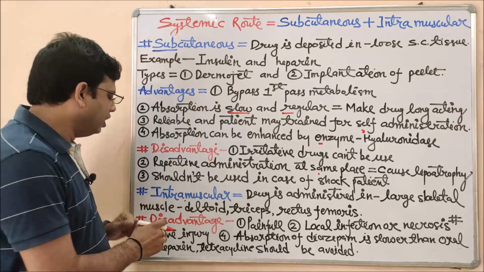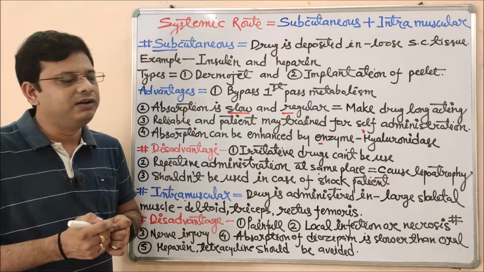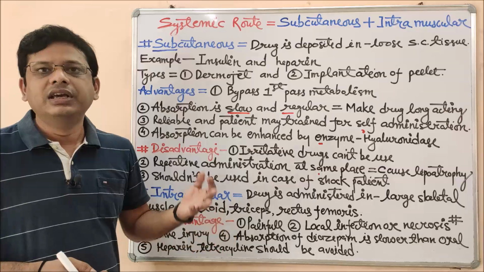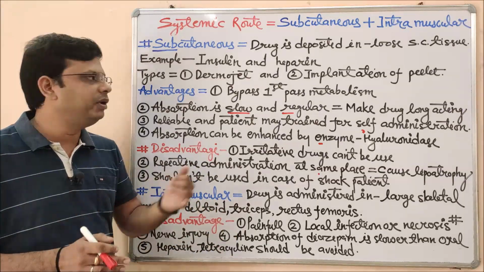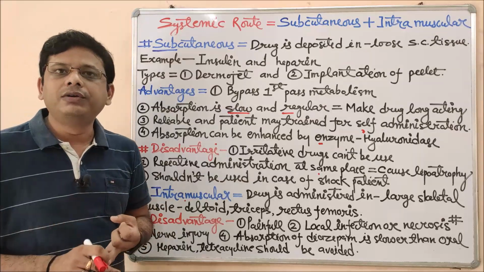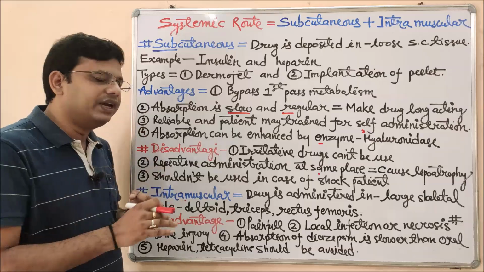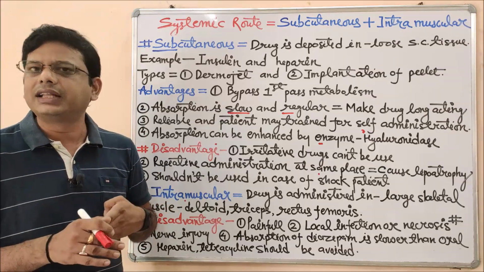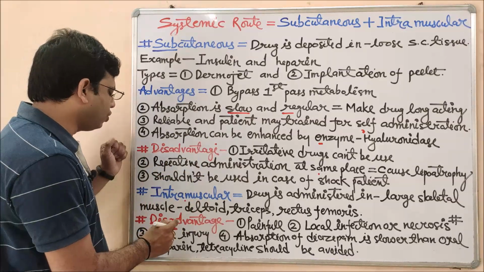Now the basic disadvantages. As we have talked about the separate advantages in the case of subcutaneous, maximum of the advantages are the same for this intramuscular route. It bypasses first pass metabolism, it is not affected by gastric acid secretion, the patient can rely on this route of drug administration, and it will not cause any irritation. Many advantages are the same as the other route, but there are a few disadvantages also.